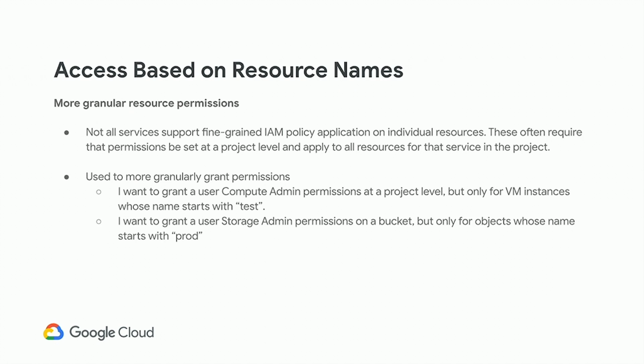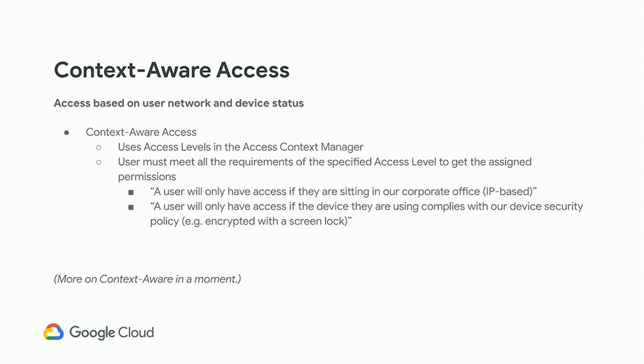Another use could be during project-level grants that only allow access to some of the resources of a given type in that project. For example, you could grant a compute admin role to a user, but with conditions, specify that that user can only manage VMs whose name starts with test dash or whatever other prefix you wanted to use. And finally, you can use conditions for context-aware access as well by configuring a grant that is valid only so long as aspects of that user's context, such as their IP address or device security policy, are met.